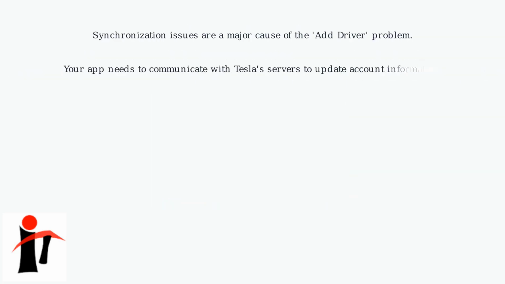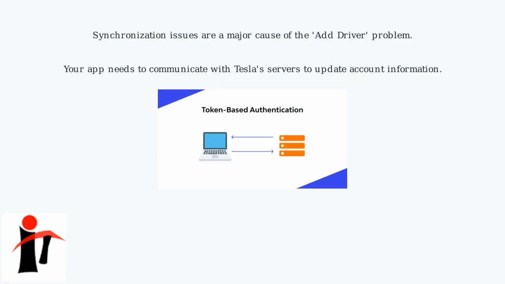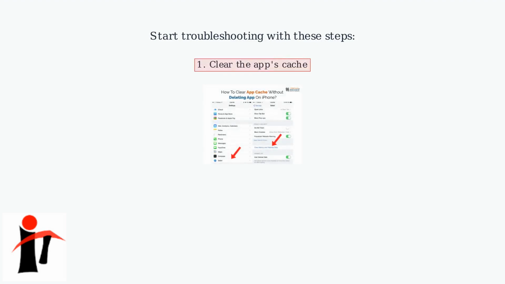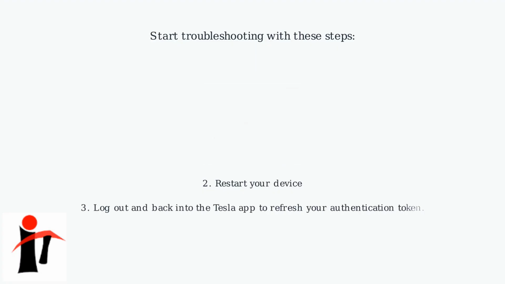Synchronization issues are a major cause of the Add Driver problem. Your app needs to communicate with Tesla's servers to update account information. Start by clearing the app's cache and restarting your device. Log out and back into the Tesla app to refresh your authentication token. Ensure you have a stable internet connection, and if using a VPN, temporarily disable it to rule out network interference.